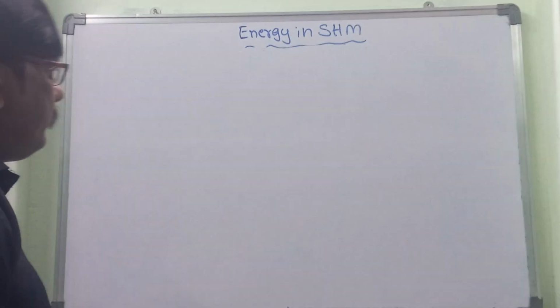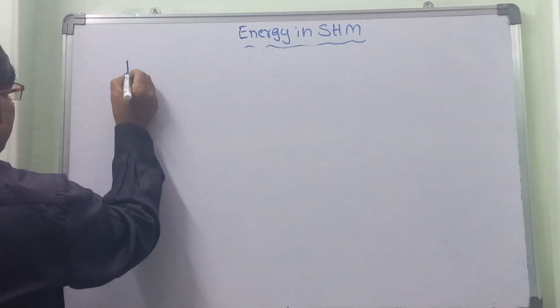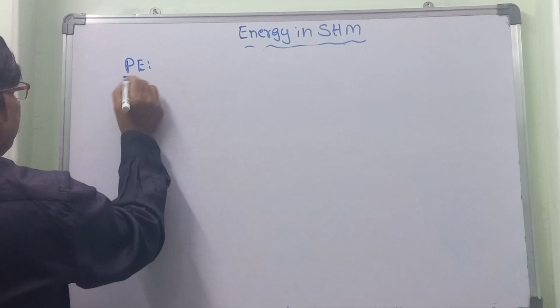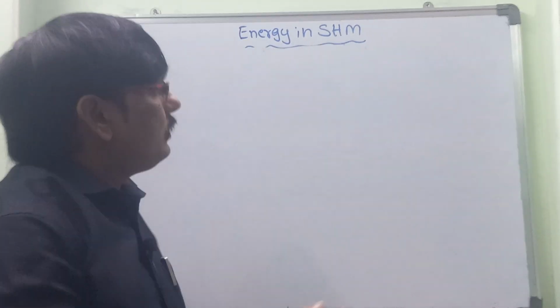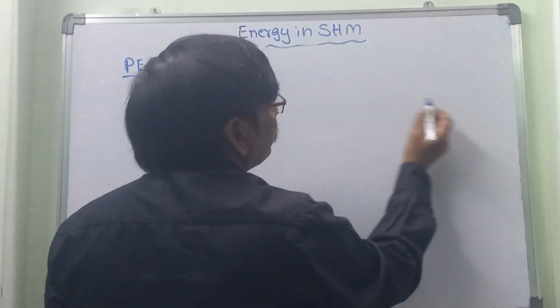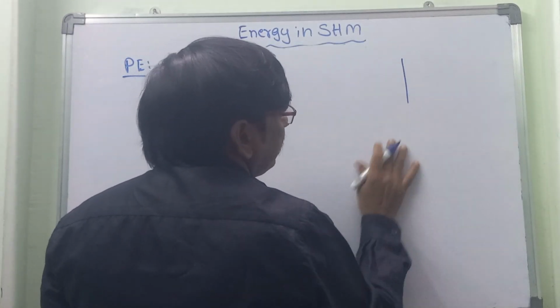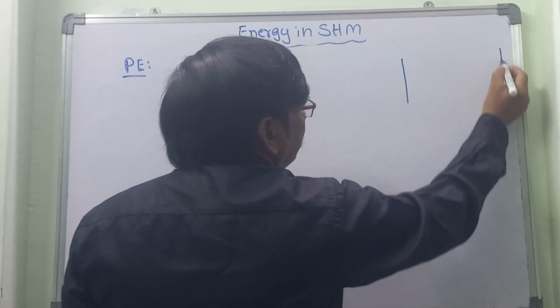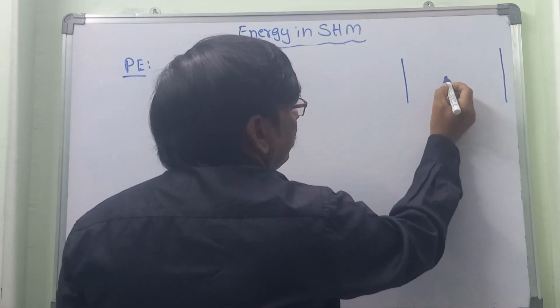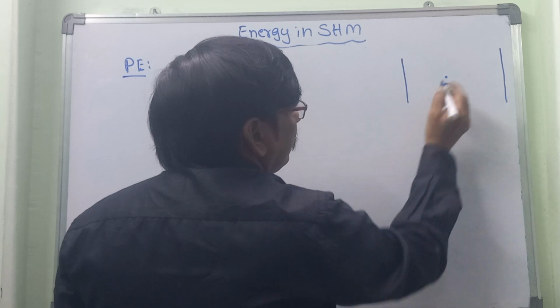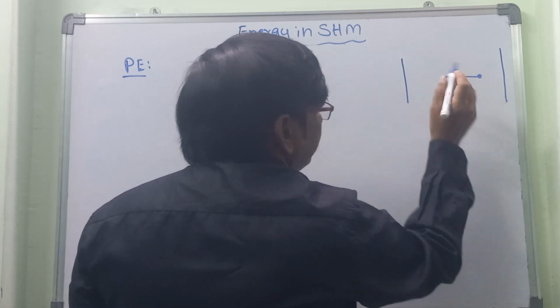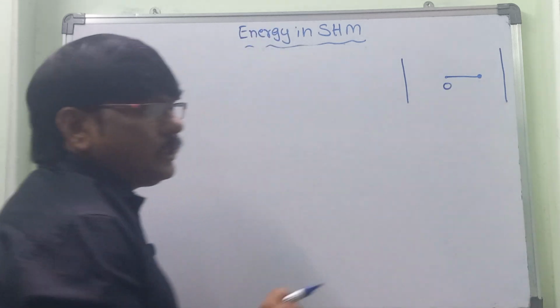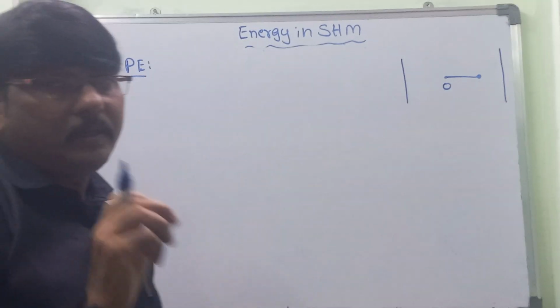So now let's go with the potential energy. What is meant by potential energy? In terms of simple harmonic motion, if a particle is at the extreme position, this is the extreme position, this is the mean position. From this mean position, the particle is moving a particular distance. We have to find the potential energy of the particle at that particular point.